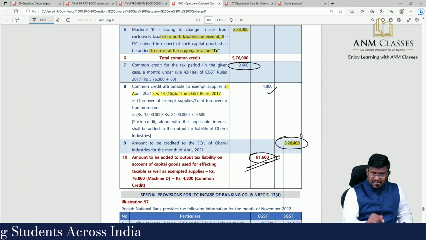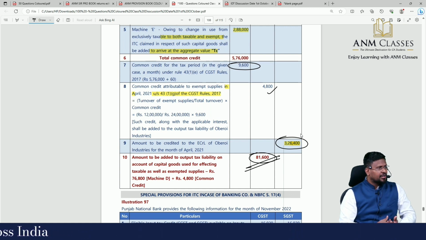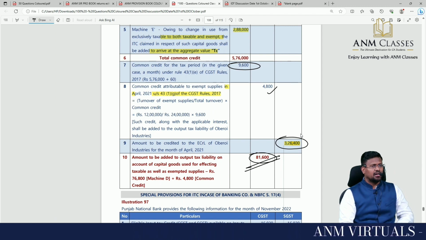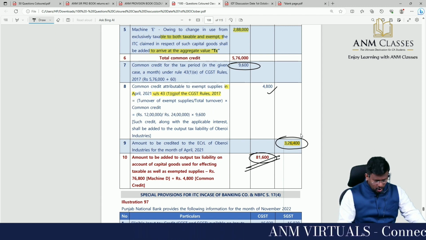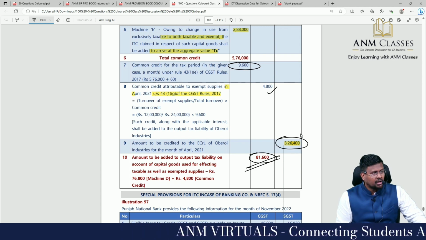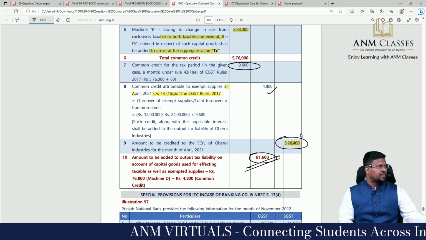This is a past examination question, apportionment of capital goods. Are you with me? It was a 10 mark question, and the same question can be repeated. So in the coming slot, we will be solving question number 97, which is the continuation of section 17.